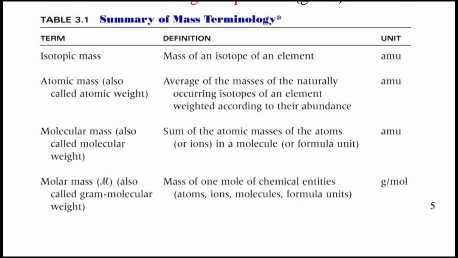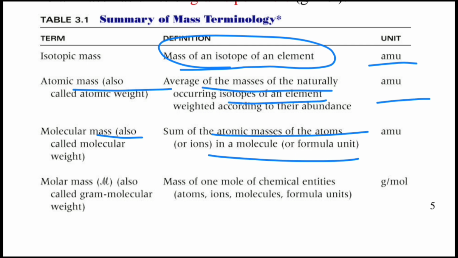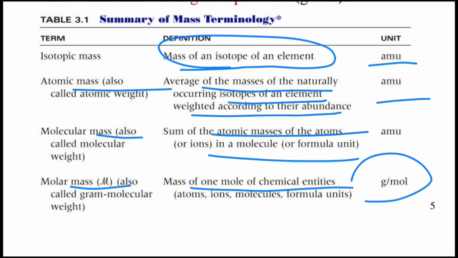Isotopic mass: what is isotopic mass? The mass of an isotope of an element, in AMU. Atomic mass: the unit is AMU. Molecular mass: the sum of the atomic masses of the atoms in a molecule. Atomic mass is the average mass of naturally occurring isotopes weighted by their abundance. Molar mass: the mass of 1 mole of chemical entities. The unit is gram per mole.